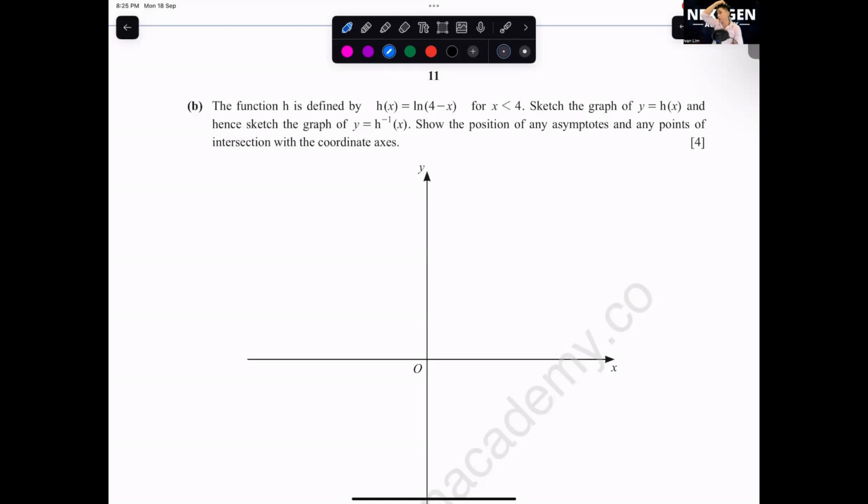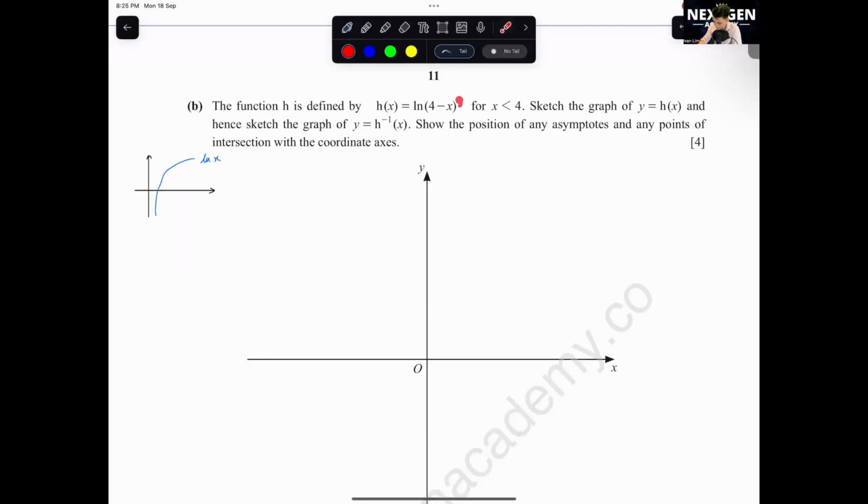Okay, what do you need to calculate first? Number 1, we need to know how the graph looks like first. How does a ln negative x graph look like? We need to know how it looks like first, the shape of it. So here, we start with ln x. So ln x is like that. This is y equals to ln x.